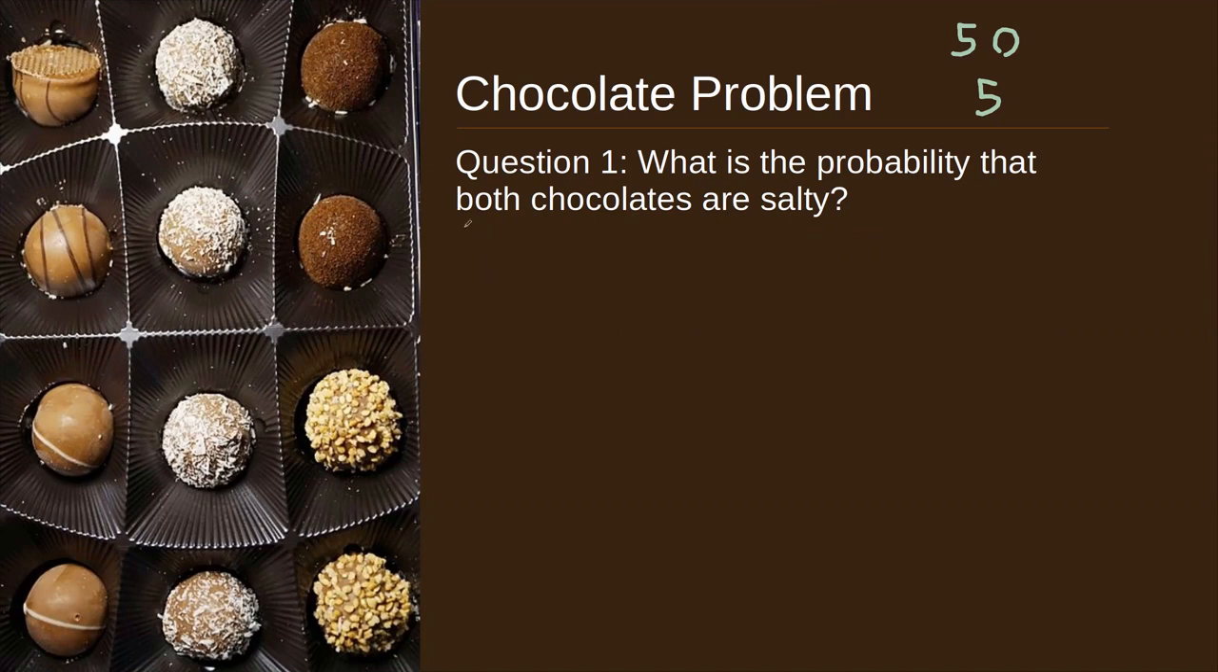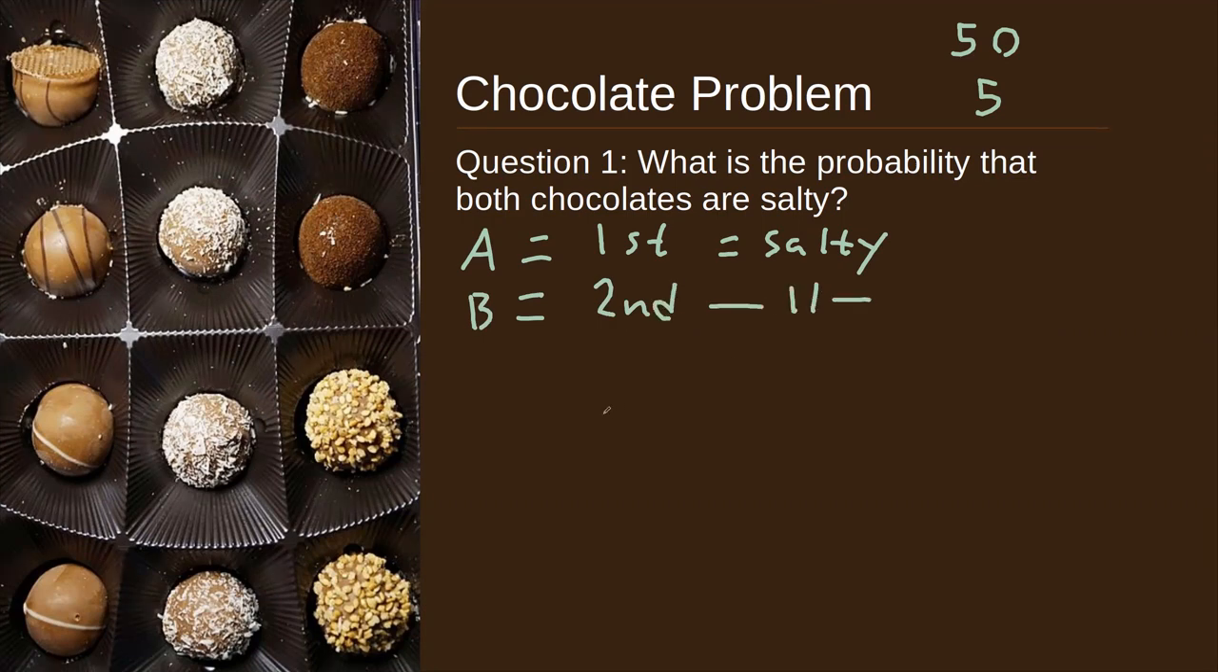So let's start by defining some events. Let A be the event that the first chocolate we eat is salty, and let B be the identical event, but for the second chocolate. Then the probability that we are interested in is the probability that both A and B occurred, or in other words, that the intersection of A and B occurred.